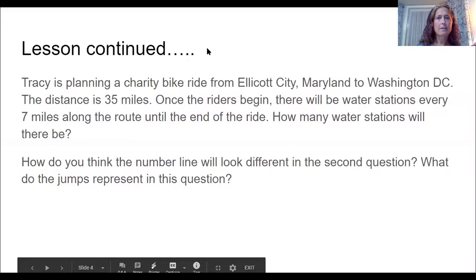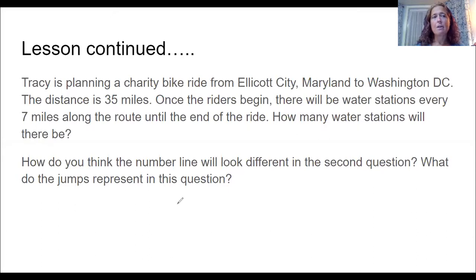All right. So now our problem is a little different. Now it says Tracy is planning a charity bike ride from Ellicott City, Maryland to Washington, D.C. Okay, so that part's the same. This time, though, they tell us that the distance is 35 miles, which we didn't know in the multiplication problem. Once the riders begin, there will be water stations every 7 miles along the route until the end of the ride. How many water stations will there be?